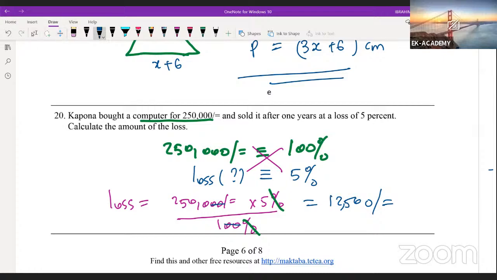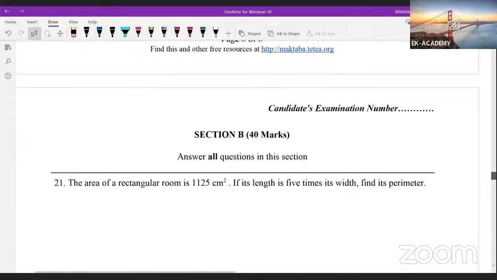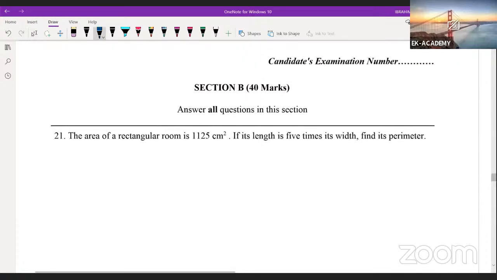We go to question number 21. And probably this is going to be section B. So we have section B. And I would like to end this session here so that the next session we're going to have will be the focus of only section B of this exam.